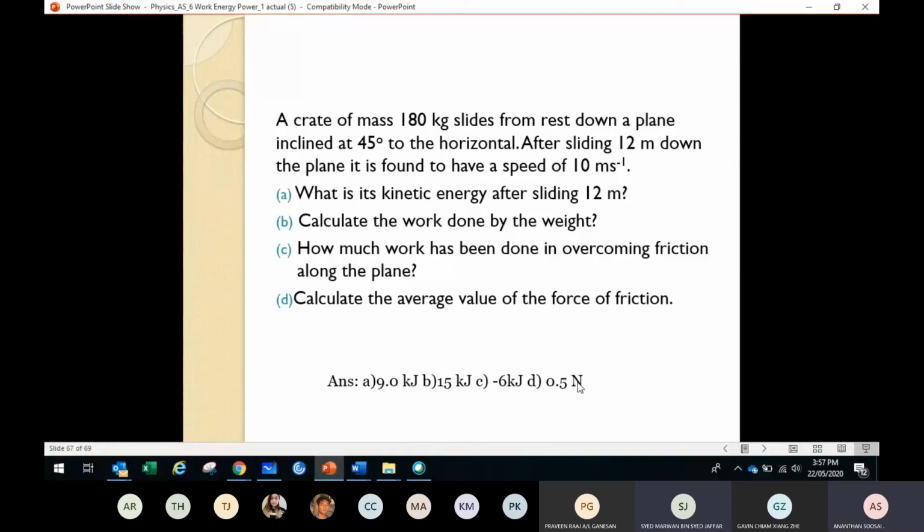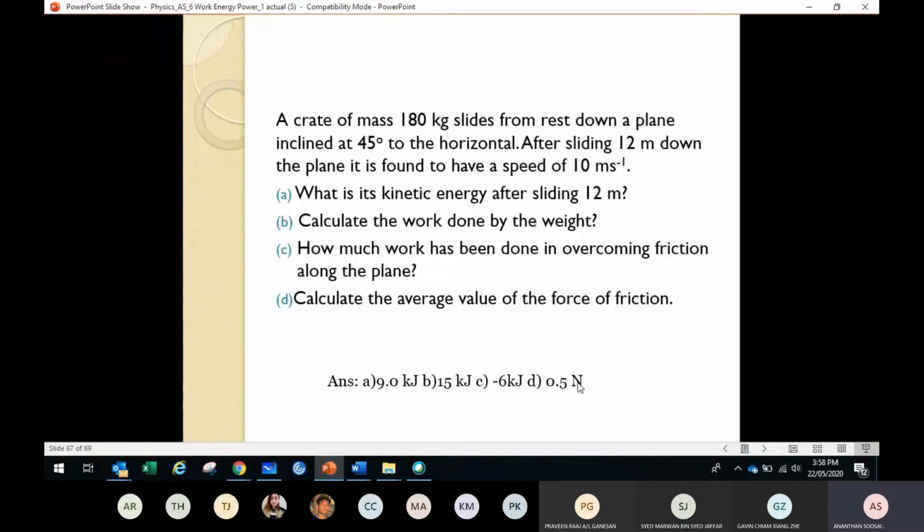A crate of mass 180 kilogram slides from rest down a plane. This movement is from up going down. The plane is inclined at 45 degrees to the horizontal. After sliding 12 meters down the plane, it is found to have a speed of 10 meter per second. By the time it reaches the bottom, it has gained a speed of 10 meter per second. First question: what is its kinetic energy after sliding 12 meter?